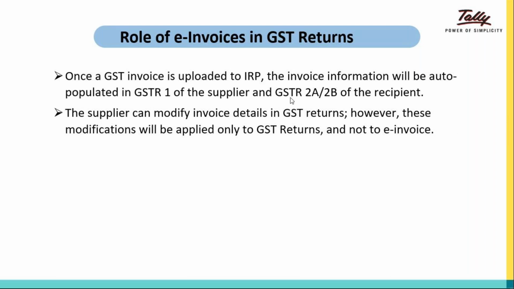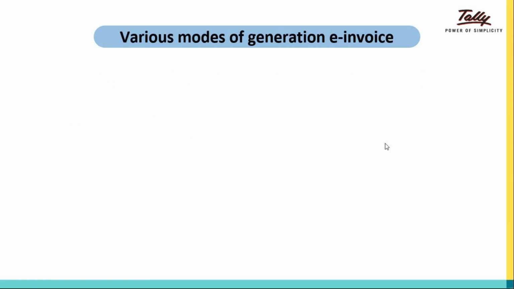Next, the supplier can modify invoice details in GST returns. Okay. However, these modifications will be applied only to GST and not to the e-invoice. That means whatever modifications happen will only be applied to the GST returns, but not to the e-invoice. If you remember, in the last slide I was telling you that you cannot modify the e-invoice. So there will be no modification happening to the e-invoice once it is generated. Okay, so this is all about your e-invoice and how it works and the definition of it.